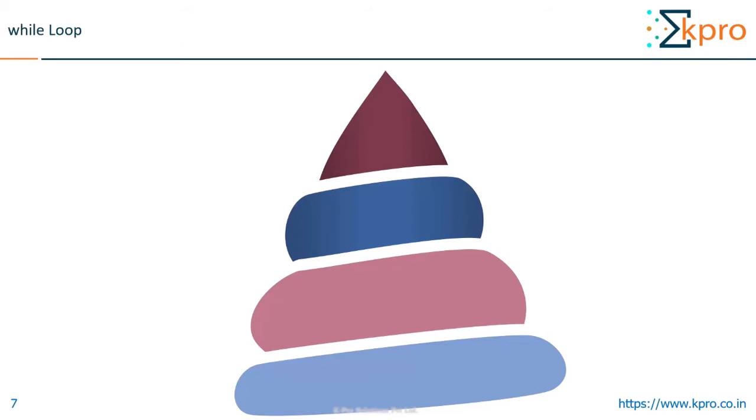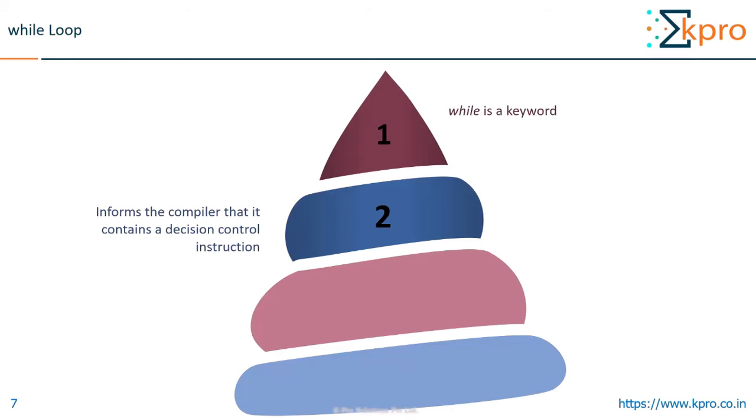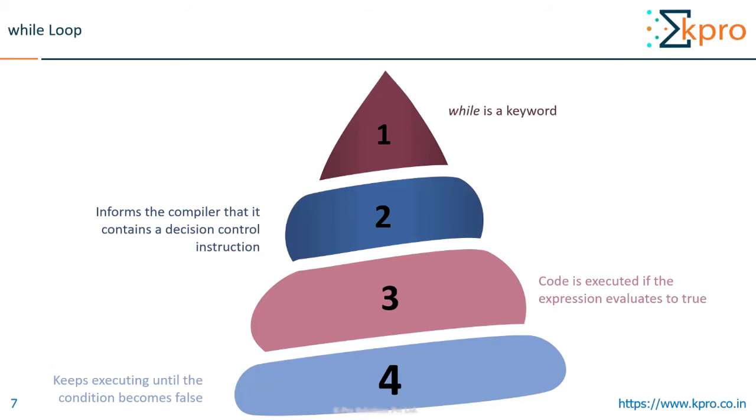Now let us talk about the while loop. While is a keyword in Solidity. It informs the compiler that it contains a decision control instruction. The code inside the curly braces is executed if the condition evaluates to true. The loop will keep running until the condition becomes false.